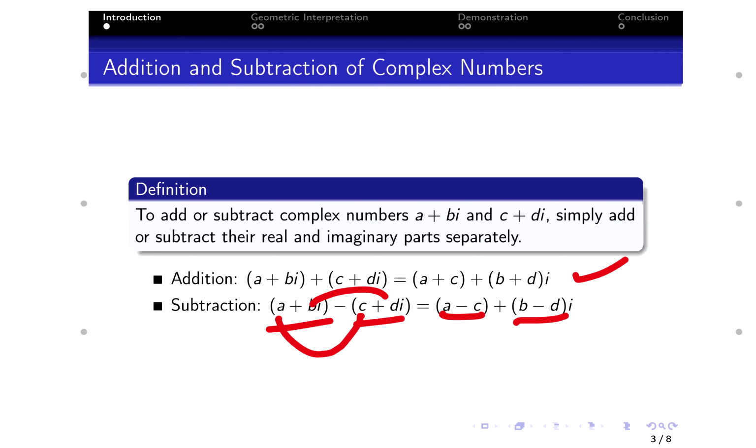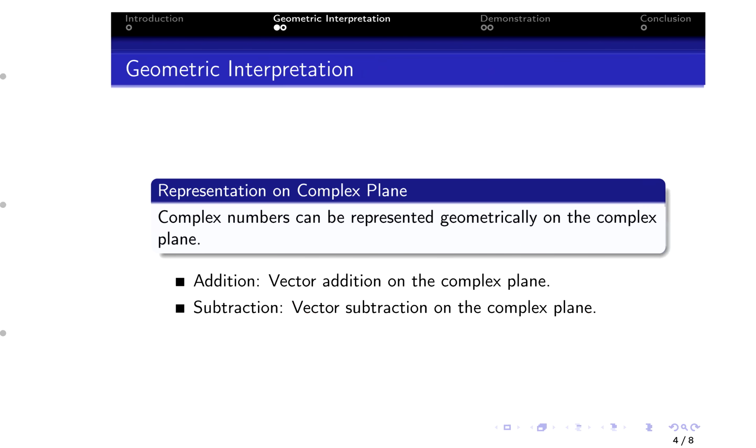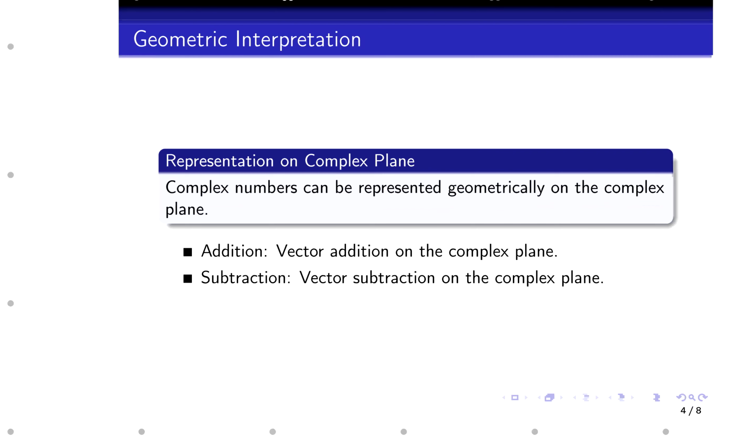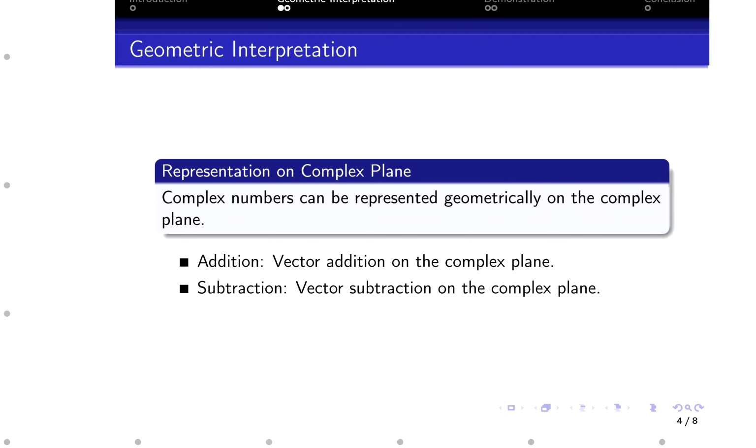In this case, talking about the geometric interpretation, it's basically this: complex numbers can be represented geometrically on the complex plane. When we talk about the real number system, you have the x-axis and the y-axis. In the complex plane, it's something close to this, except that the x-axis is the real part and the y-axis is the imaginary part, as you're going to see very soon. So talking about addition now, you can do vector addition on the complex plane, and you can also do vector subtraction on the complex plane, as you're going to see pretty soon.